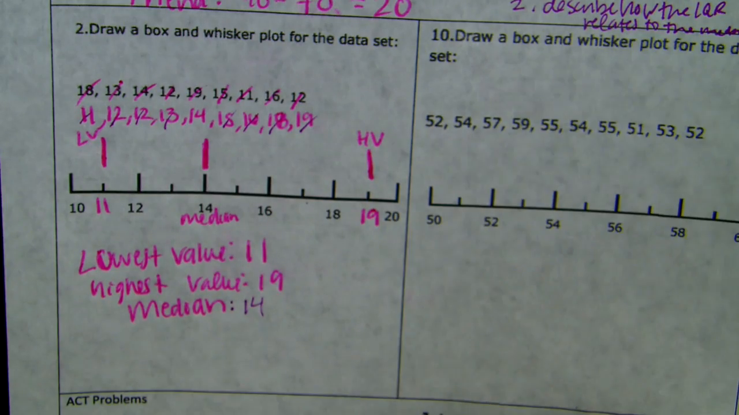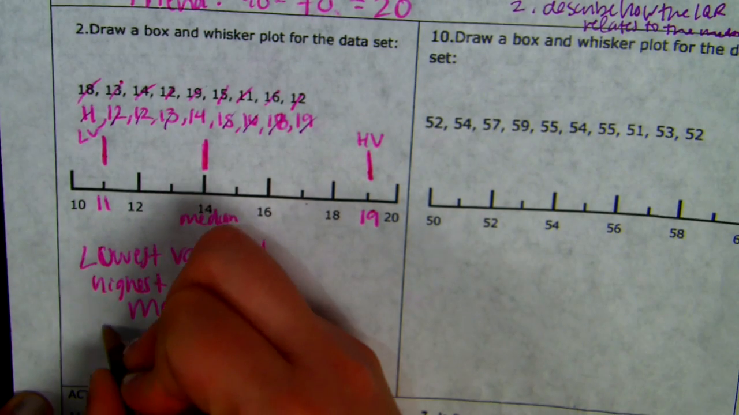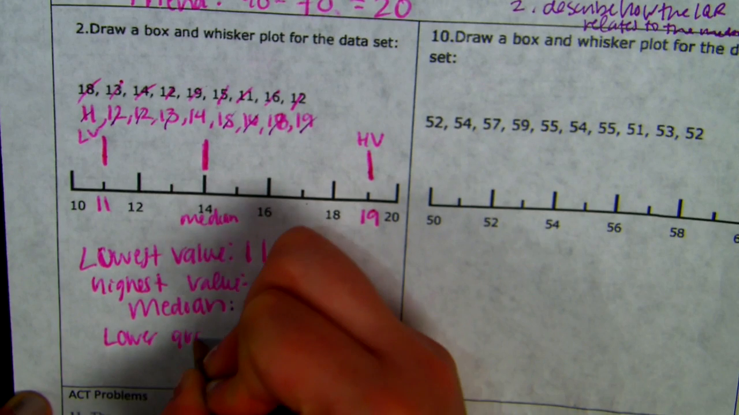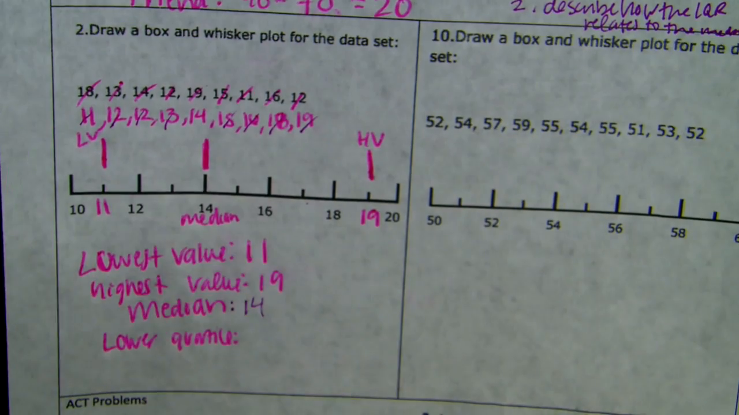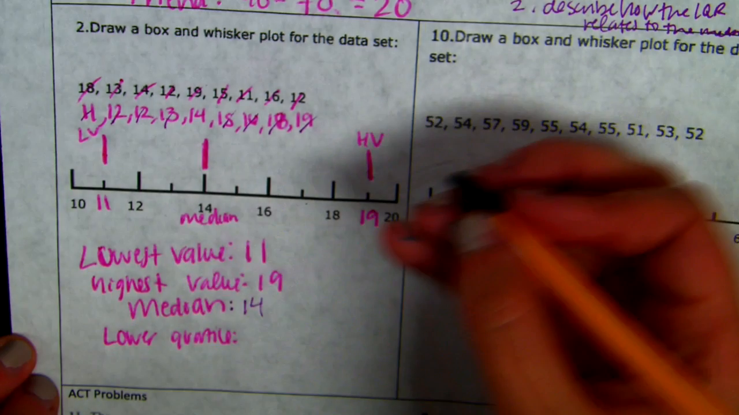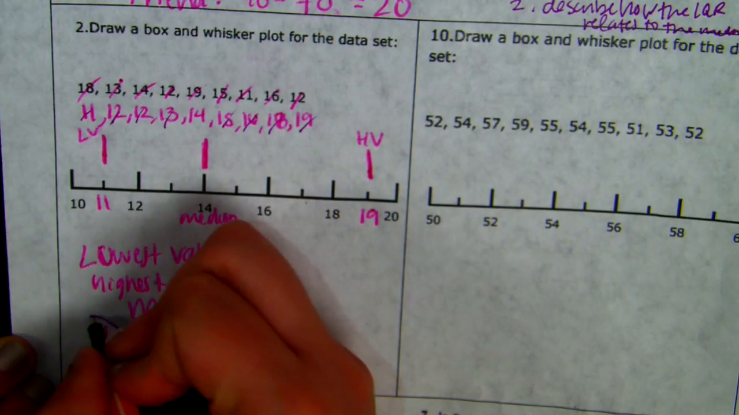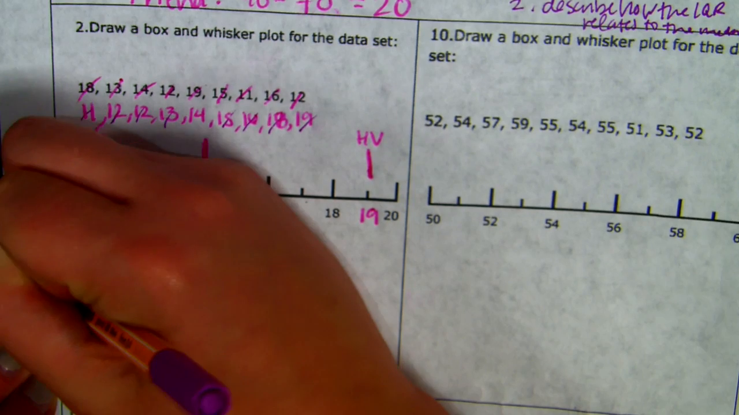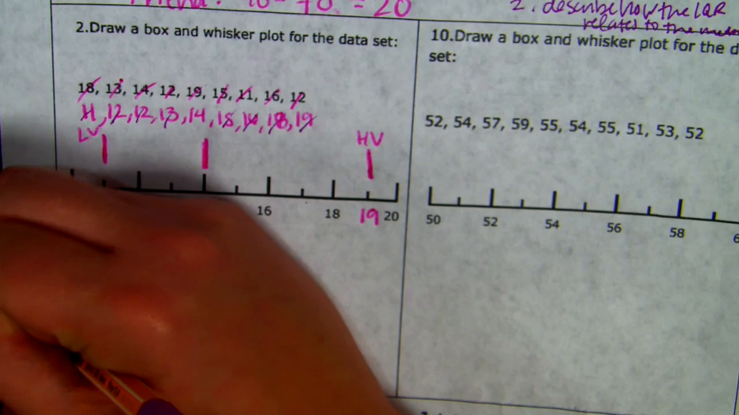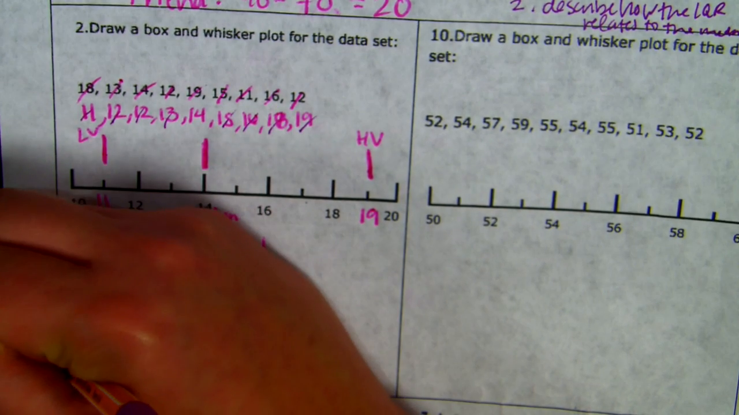So next let's look for our lower quartile. I wish I had more colors. I'm sorry, guys. I need to go to the stationery store and get some pens. So we are going to look at all of the values, all values less than the median.